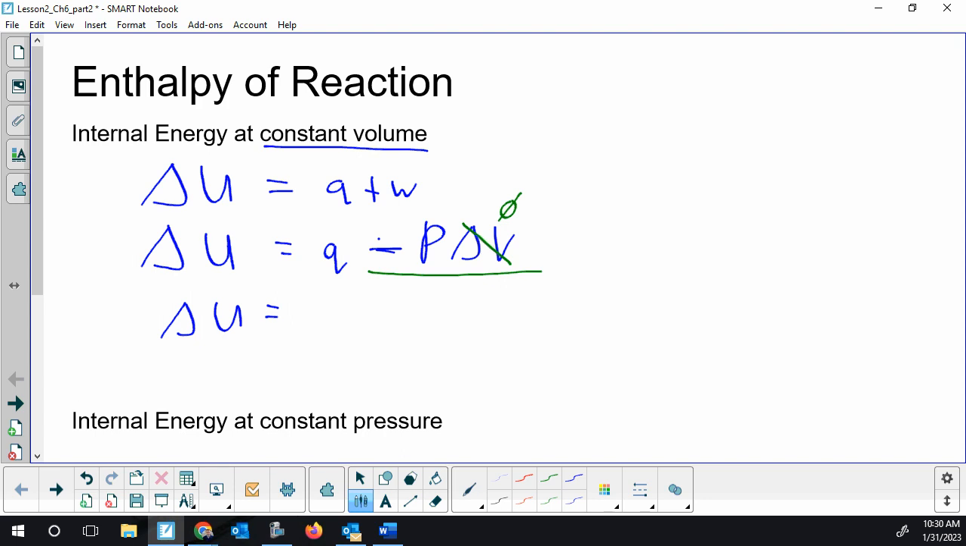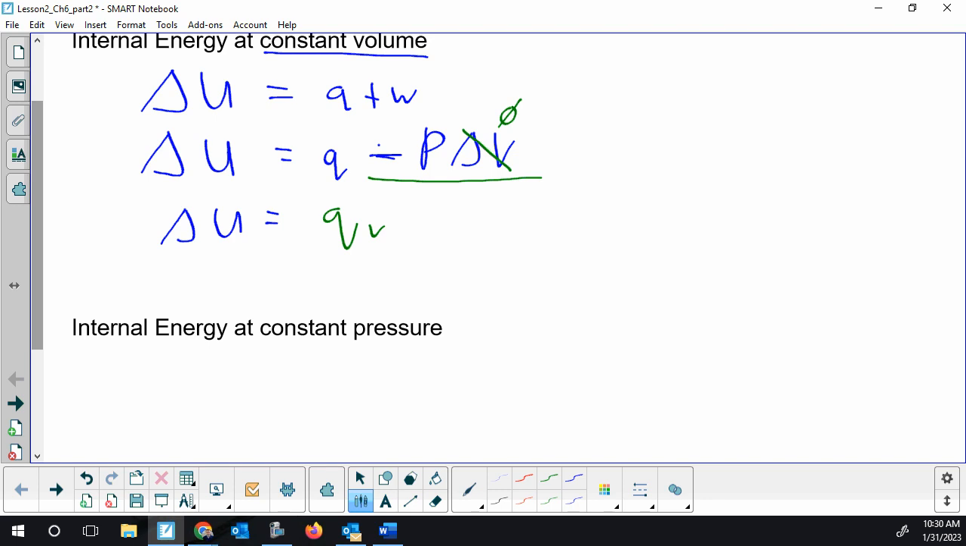So under constant volume, internal energy is just heat, Q. And this can sometimes be written as Q sub V for constant volume. We're going to look at internal energy at constant pressure now. I'm going to start at the same point. Internal energy is work plus heat.